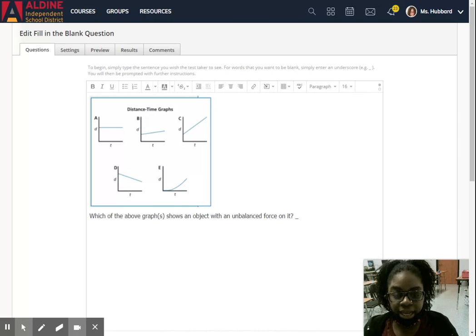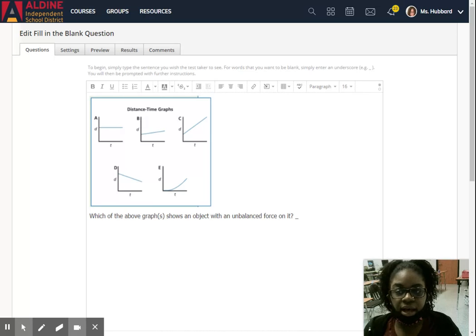you look at the line, it is a straight line, a straight slope. So that means our speeds in those situations are constant. So since we have constant speeds, that means the forces are balanced. They're moving, where B, C, and D are moving, but the forces are balanced because the speeds are constant.